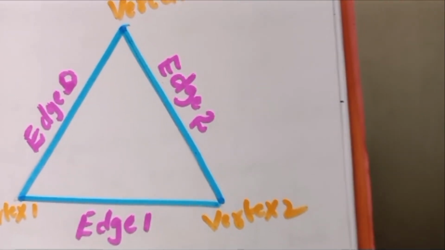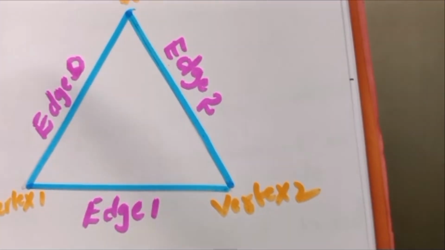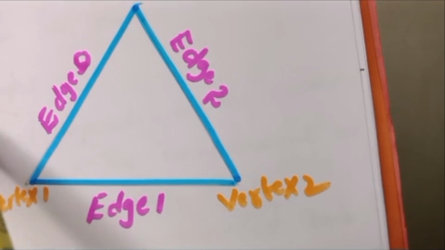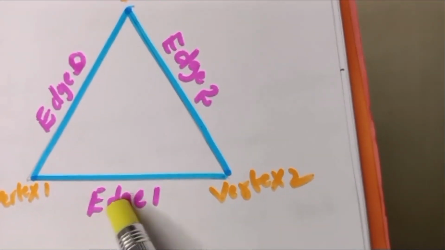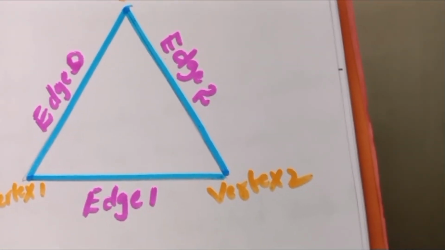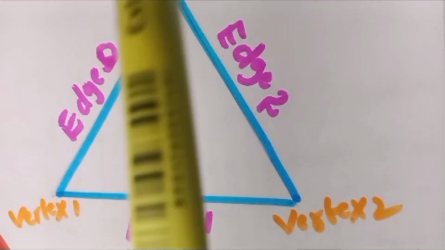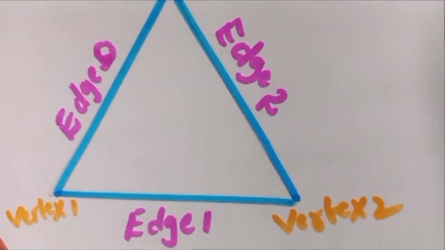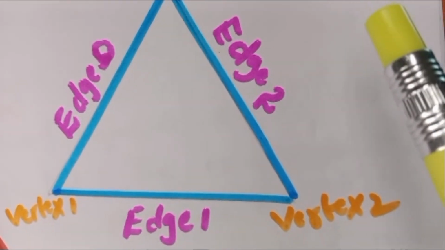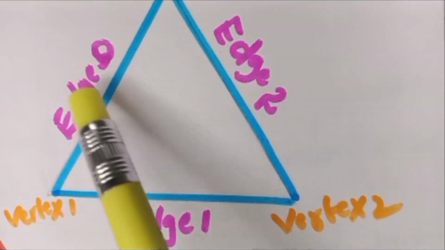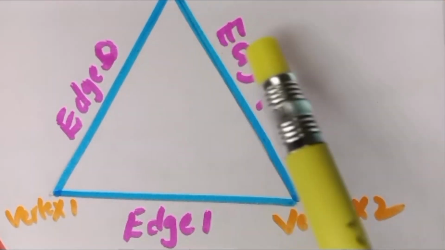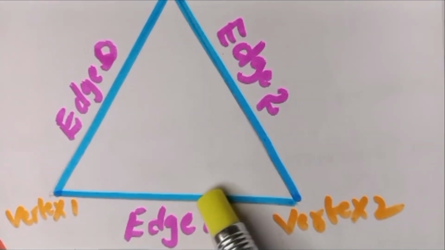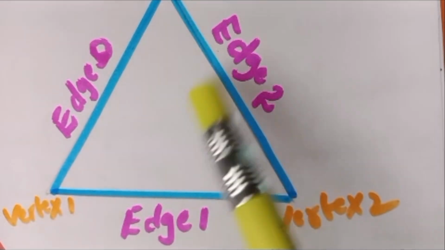A triangle is a two-dimensional, three-sided polygon with three angles. It is the simplest type of polygon, and the sum of its three angles is 180 degrees. Look here, these three are the sides. We call them edges: edge 0, edge 1, edge 2. These are all the sides. And here the triangle has three vertices: vertex 0, vertex 1 and vertex 2.